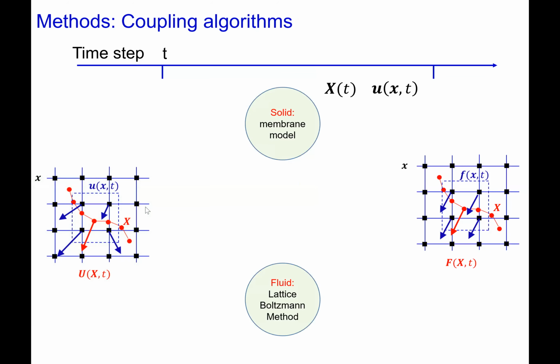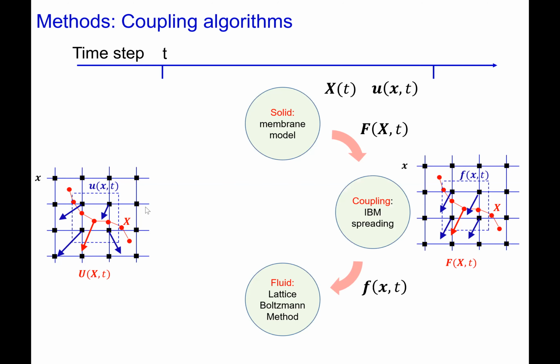And then I quickly go through the coupling algorithm. Basically, starting from time step t, we have the cell position as well as the local fluid velocity. From the cell configuration at capital X, we can calculate the deformation force based on the potential defined previously, and then we calculate the solid force. The solid force can be spread out to the fluid based on the spreading algorithm. Through that, we get the fluid density force, f. That f will be incorporated into the Lattice-Boltzmann method, so that the body force can drive the fluid flow.